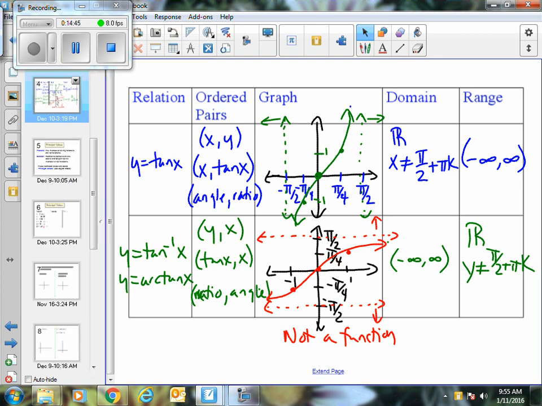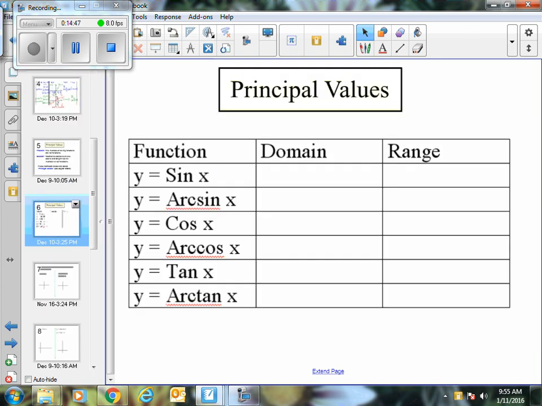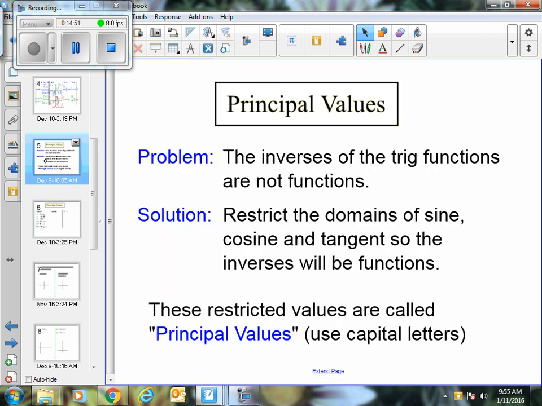Okay, so let's talk about this idea of what you can and can't use then. We have an idea, something called principal values. The issue that we're going to run into, oops, I skipped a slide here. The issue that we're going to run into is that the inverses of the trig functions are not functions themselves. So the inverses are not functions because they don't pass the vertical line test. So that means every time we do an inverse, we'd have infinitely many answers.